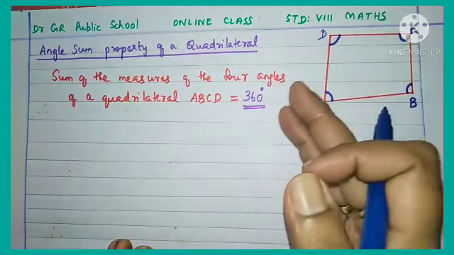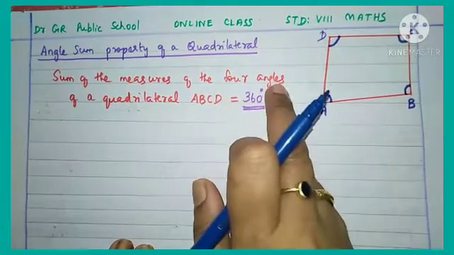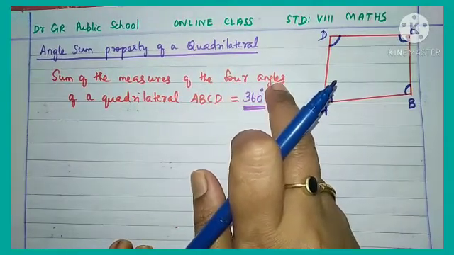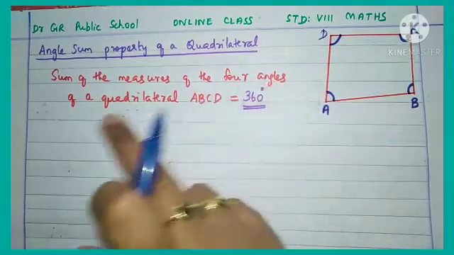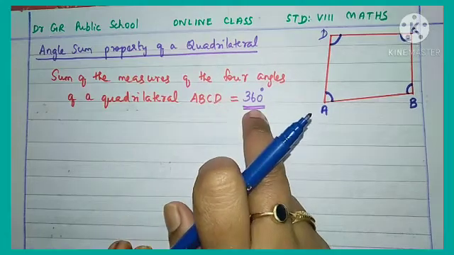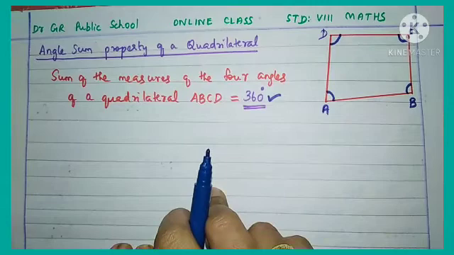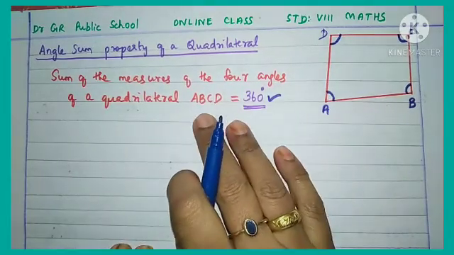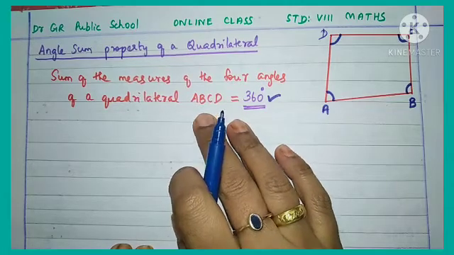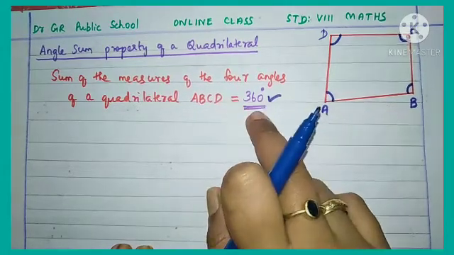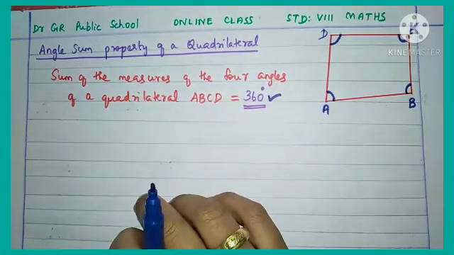Likewise, for any quadrilateral, we can generalize the sum of the measures of the four angles. In any quadrilateral, there will be four angles, and in all cases, the sum of the measures of the four angles of a quadrilateral is always 360 degrees. Understood, children? So the angle sum property of a triangle is 180 degrees and the angle sum property of a quadrilateral will always be equal to 360 degrees. I think all of you understood.